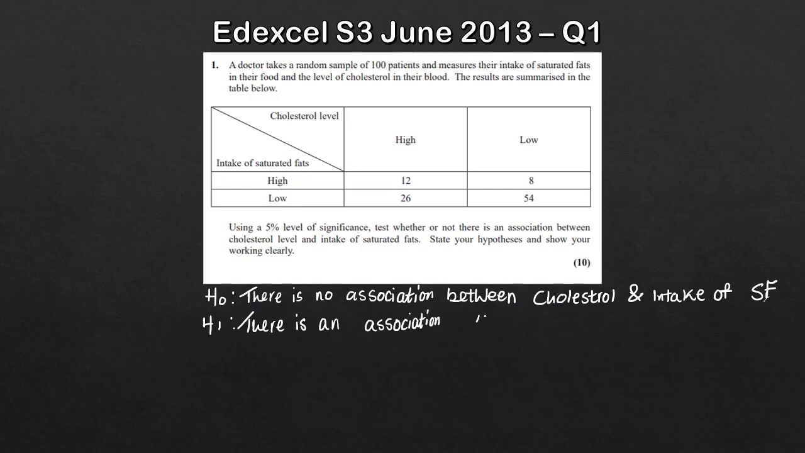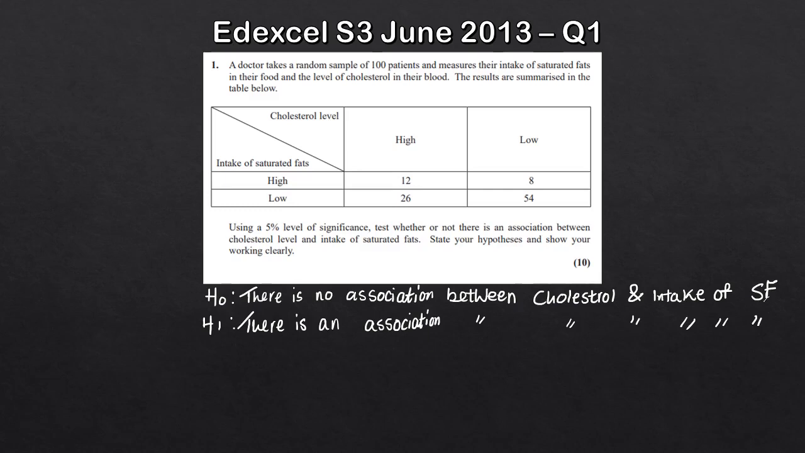With everything else just being the same, so between cholesterol and intake of saturated fats. Okay, so the H1 is just the exact same, the only difference being that we're testing now for an association. So that's our H0, our H1. What we need to do first is calculate any expected values.